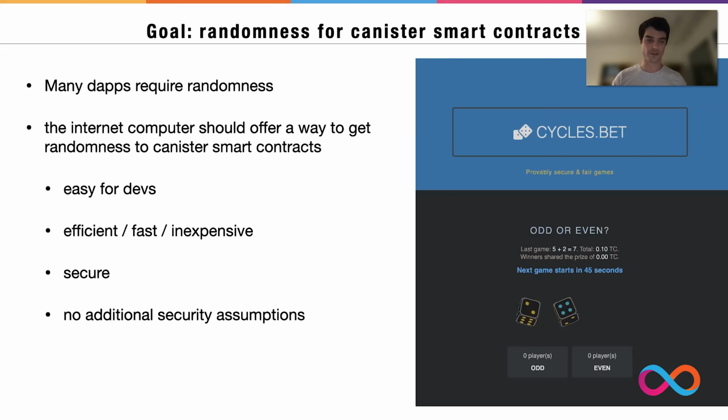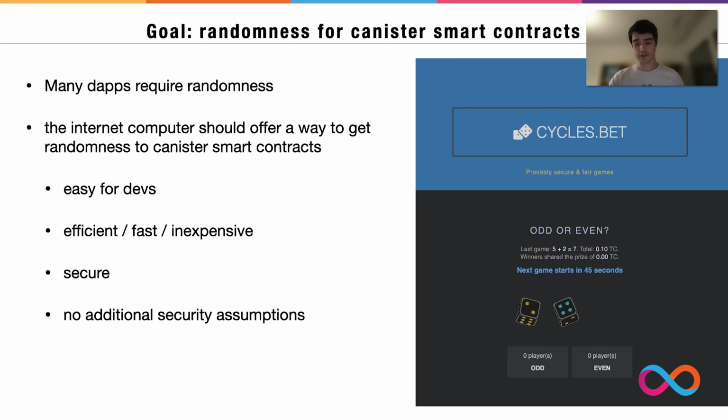There are many more. And as I said, we want to offer this feature to developers that choose to build dApps on the internet computer. So we want to make this easy for them, right? I think that's very important. We want the access to randomness to be efficient, fast, and not expensive.